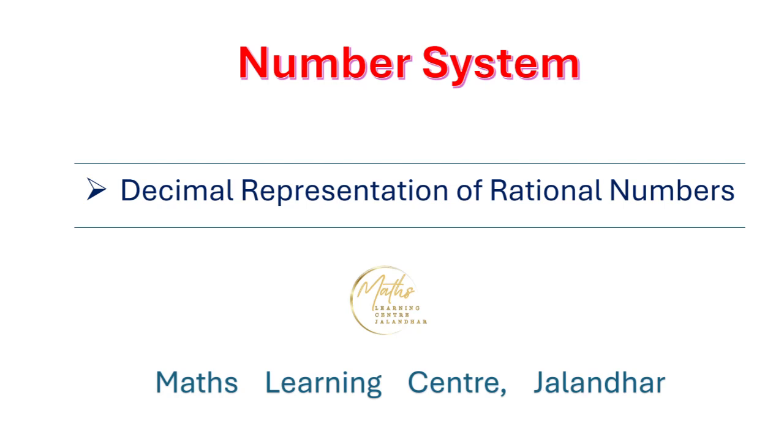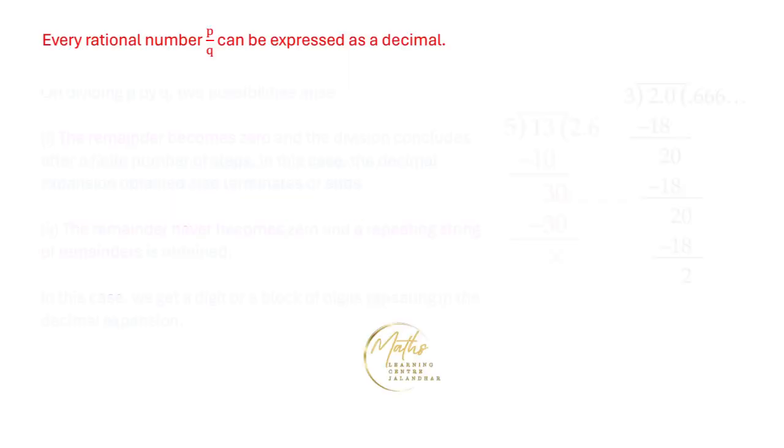In this presentation on number system, we are going to talk about the decimal representation of rational numbers. So we know that a rational number is a number which can be expressed in the form p by q, where p and q are integers, and the denominator q is not equal to 0.